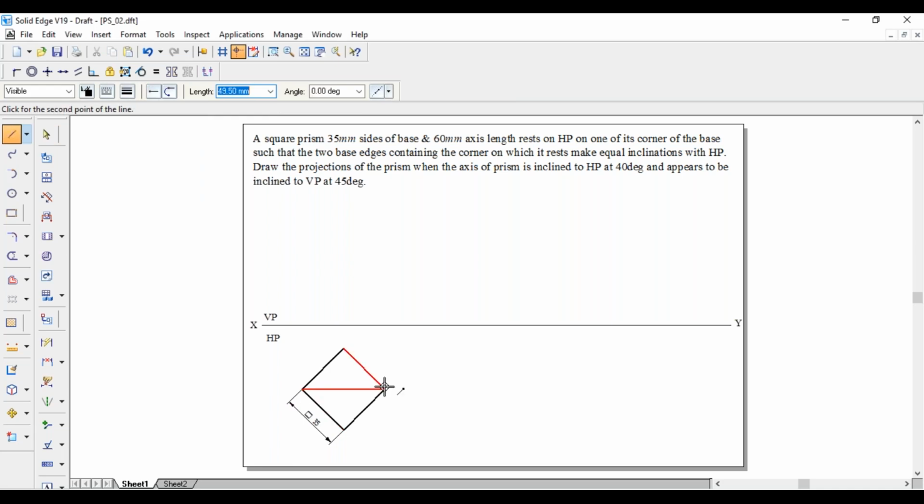Naming: A in the bracket A1, B in the bracket B1, C in the bracket C1, and D in the bracket D1. So this one is O in the bracket O1.